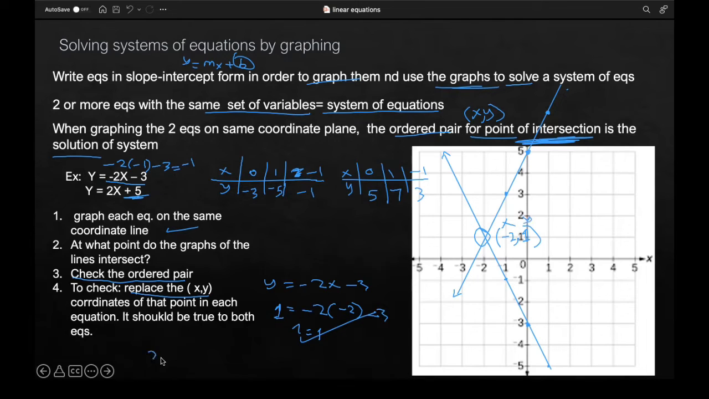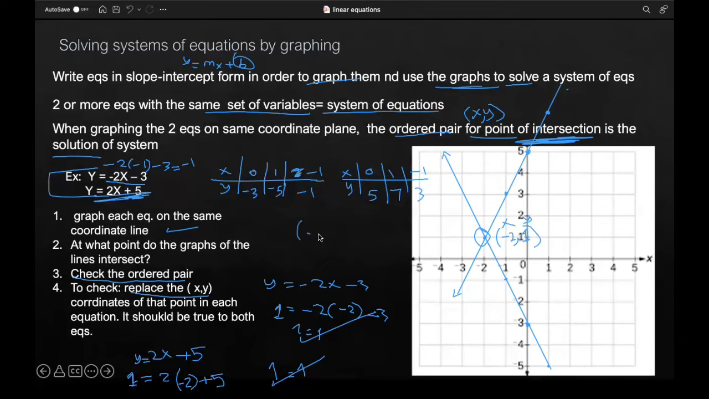I can try the second equation just to be double sure. Y equals 2x plus 5. So substitute 1 equals 2 times -2 plus 5. So 1 is equal to -4 plus 5, that's a 1. So is it correct? So my answer should be correct. So the coordinates that I got for the answer for this system of equations is correct.